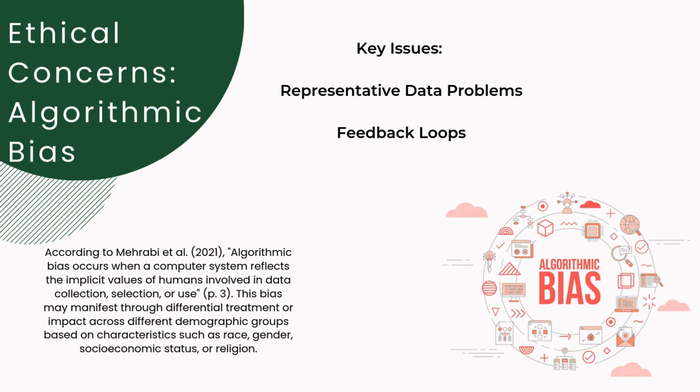And this bias manifests through representative data problems where our data sets may overrepresent certain communities or underrepresent others, right? And then if that happens, this can create feedback loops, right, which can perpetuate and amplify the original biases, which over time could build up and lead us to go in the wrong direction.